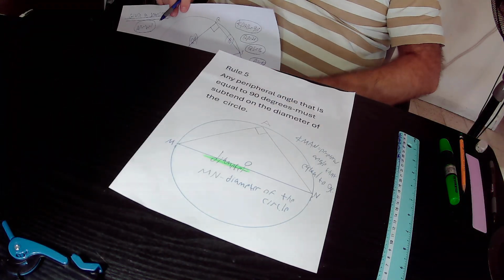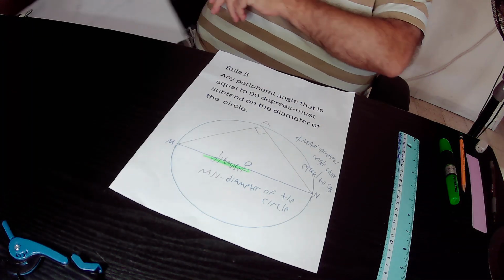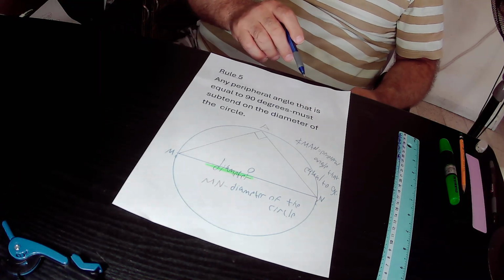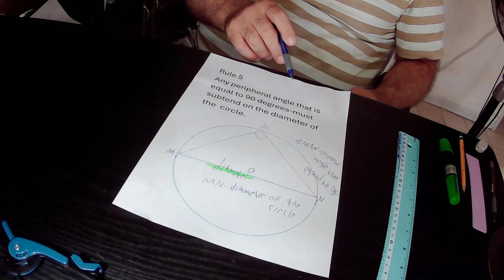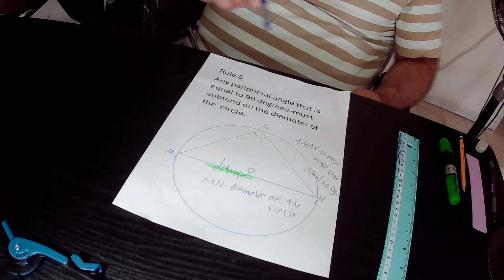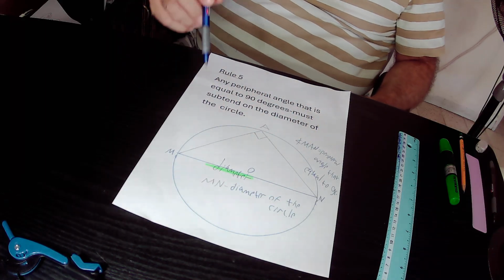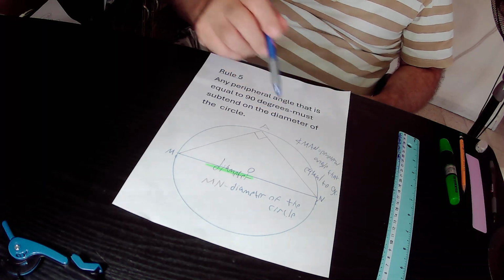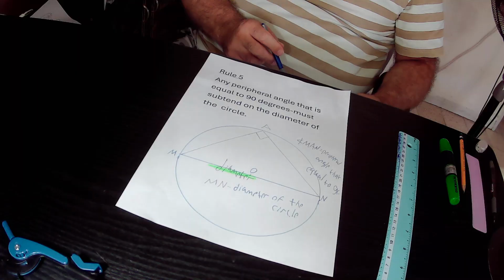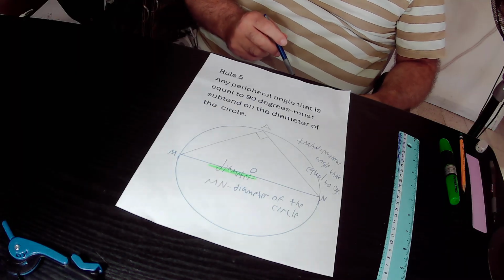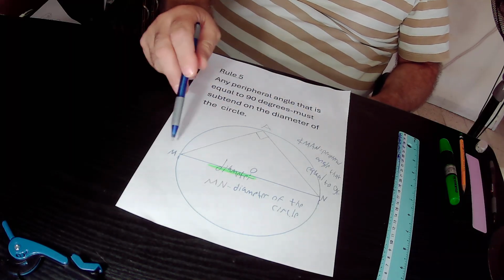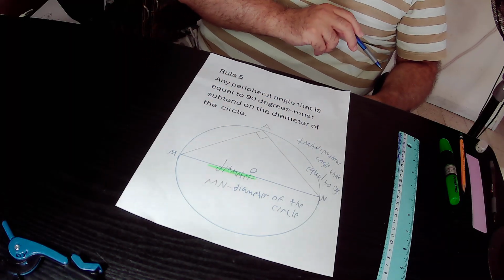I'll repeat quickly rule 5. According to rule 5, any peripheral angle that is equal to 90 degrees must subtend the diameter of the circle. In the drawing, you have a circle. This is peripheral angle MAN that is equal to 90 degrees in its size, and therefore peripheral angle MAN must subtend the diameter of this circle, and indeed peripheral angle MAN subtends MN, that is the diameter of this circle.